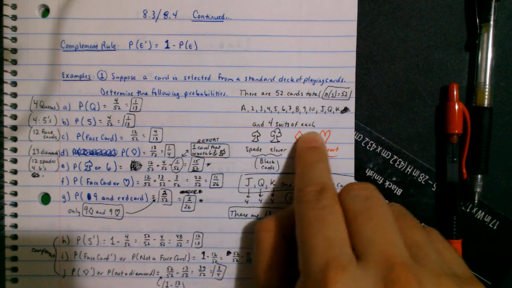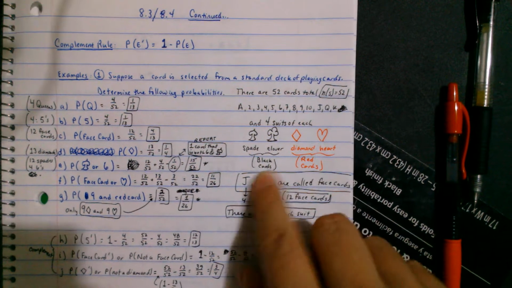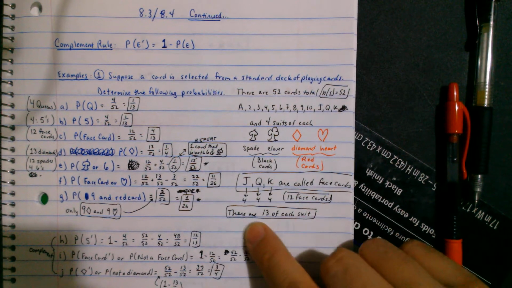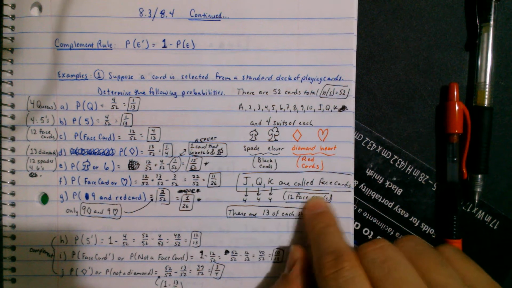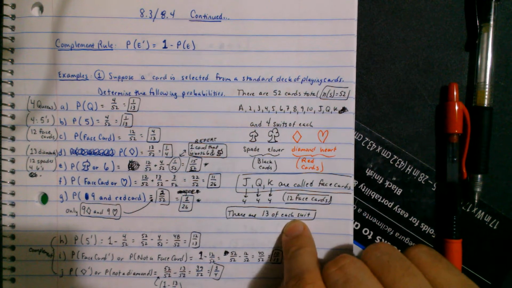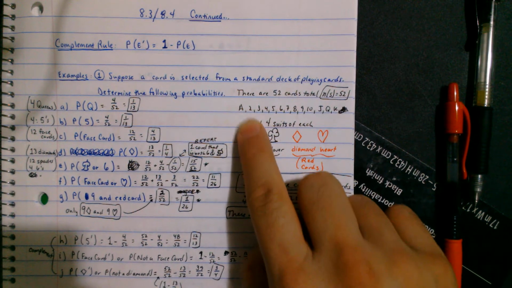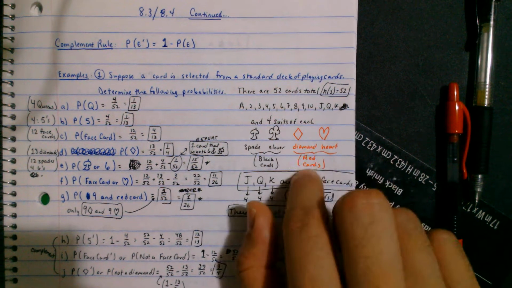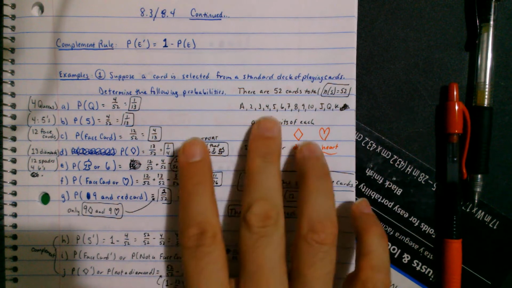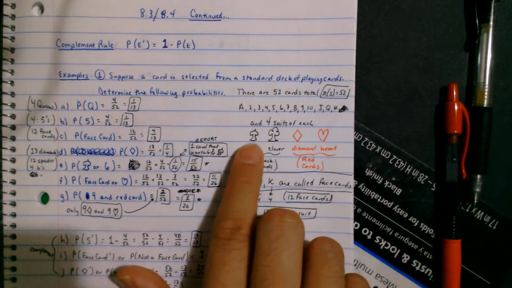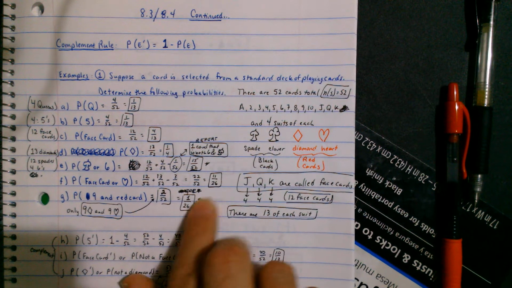So there essentially are 12 face cards. They're called face cards. There's 4 of each. So there are 12 face cards. There are 13 of each suit. Like I said, 13 spades, 13 clovers, 13 diamonds, 13 hearts. If you have a deck of cards, you might want to take one out and you can kind of see what I'm talking about.